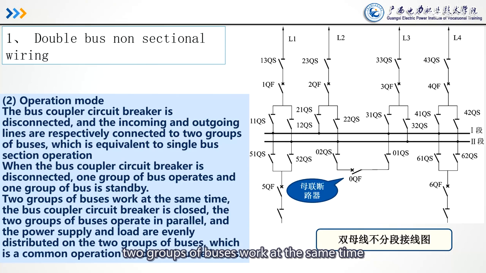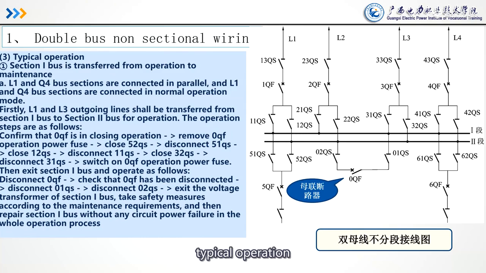Two groups of buses work at the same time. The bus coupler circuit breaker is closed. The two groups of buses operate in parallel, and the power supply and load are evenly distributed on the two groups of buses, which is a common operation mode of double buses. Typical operation we have separated into this, and you can read about it.